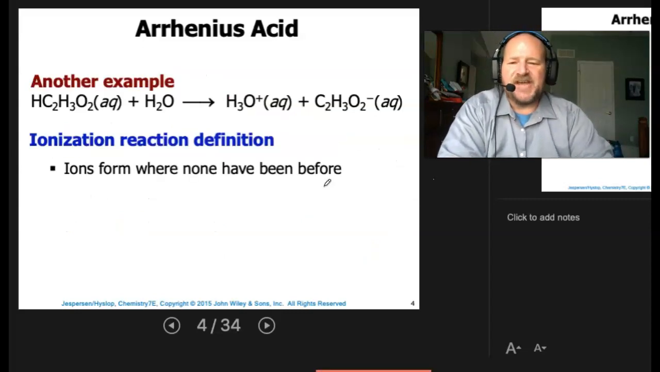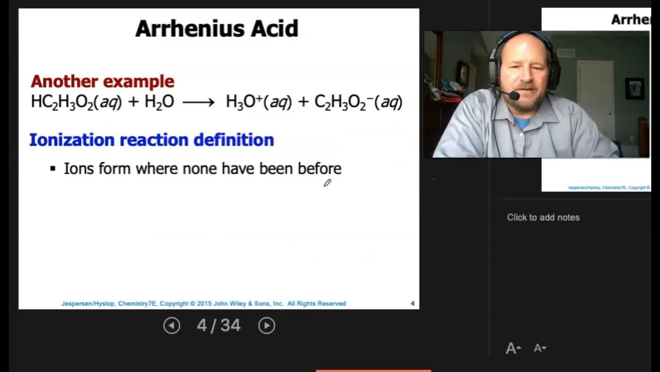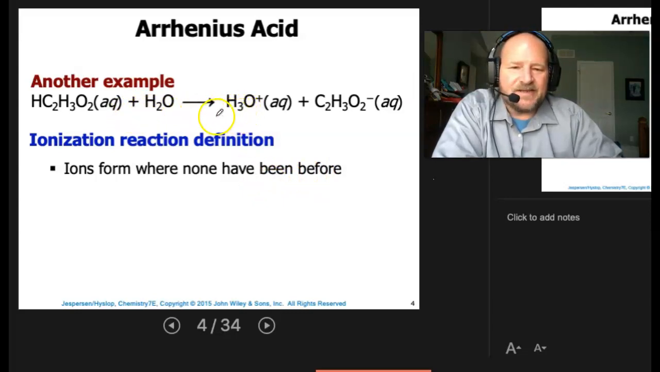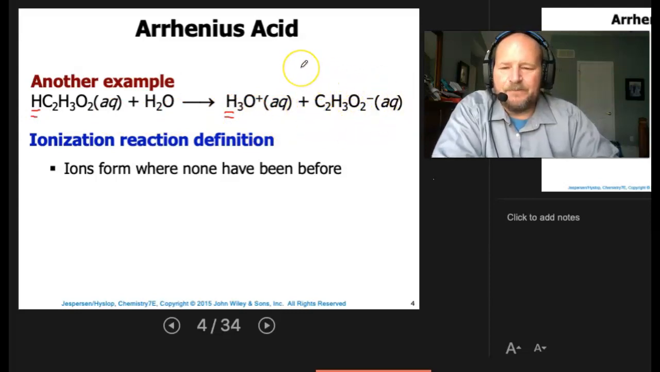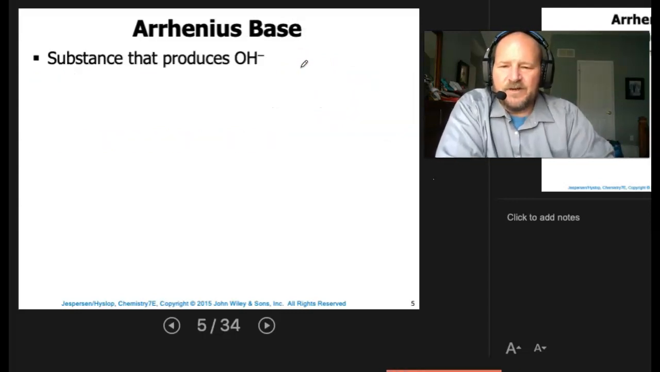Okay, so another example would be acetic acid. Now, if you remember, acetic acid is a weak acid. It's a weak electrolyte. And so here, it's still going to go through the Arrhenius equation idea. So the hydrogen that's with the acid is now going to go to the water to make H3O+, and we'll be left with an acetate anion. Now, ions form where none have been before in the ionization reaction.